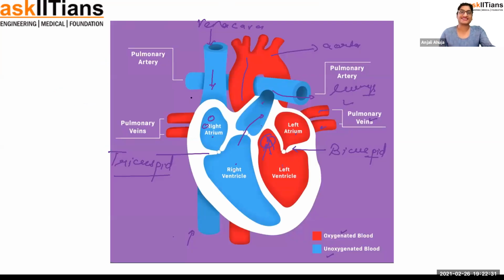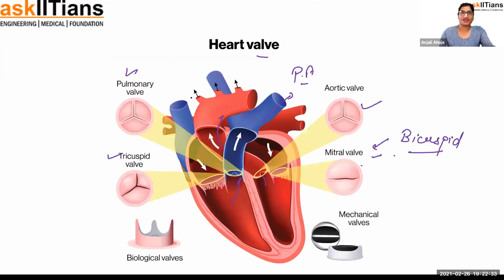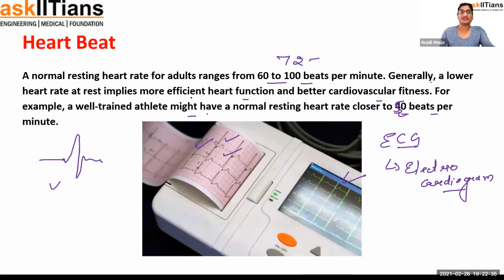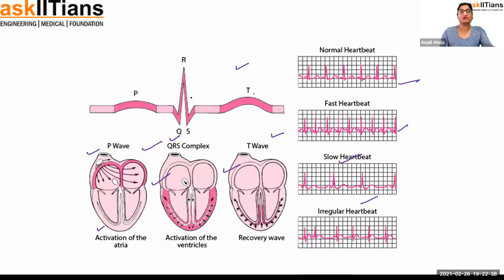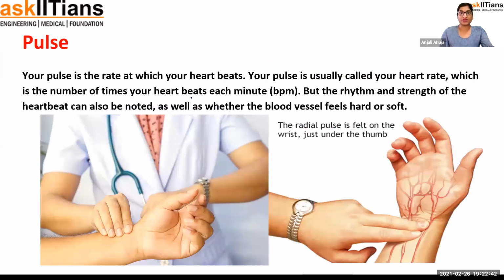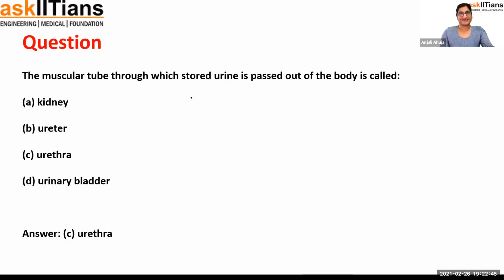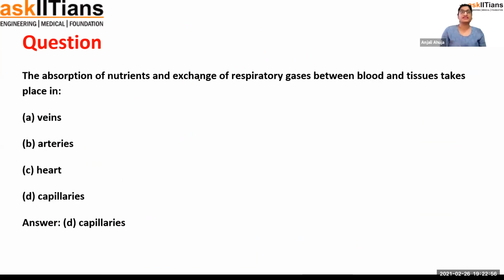Okay, that's the diagram. Now, guys, moving further, we have certain MCQs, but for heartbeat, I have told you, this is ECG calculation, and this is pulse rate that we have discussed, and that's it. Now let's practice some of the MCQs. The muscular tube through which stored urine is passed out of the body is the urethra. Why have I added this question up there? Moving further, the absorption of nutrients and exchange of respiratory gases between blood and tissue take place in capillaries. We have learned that in blood vessels.